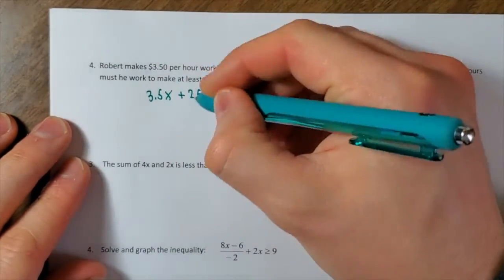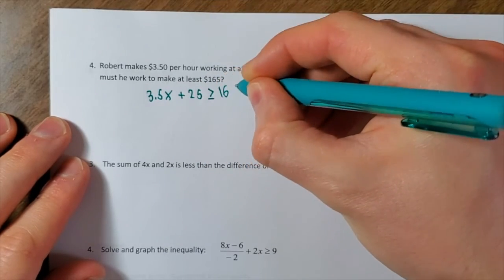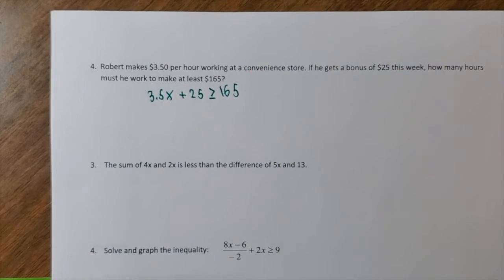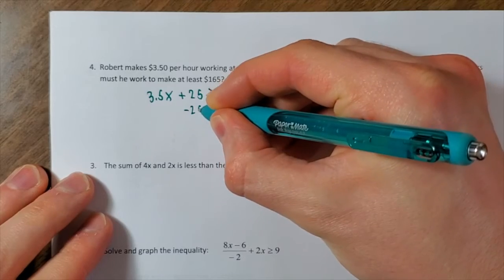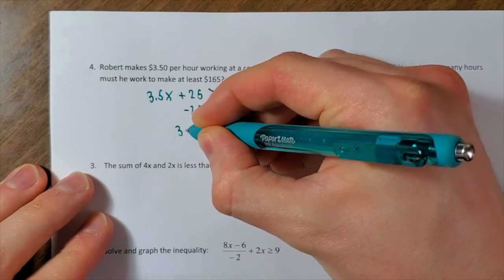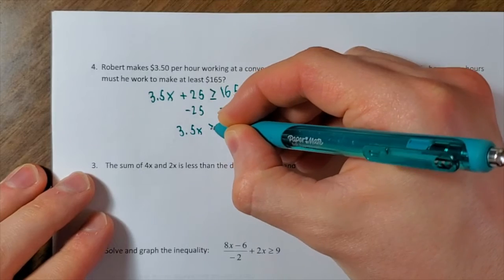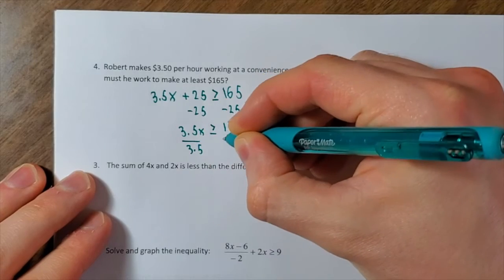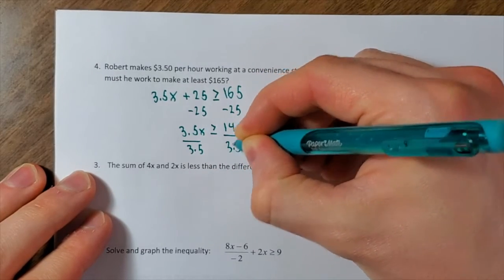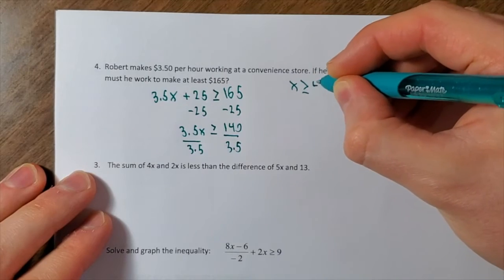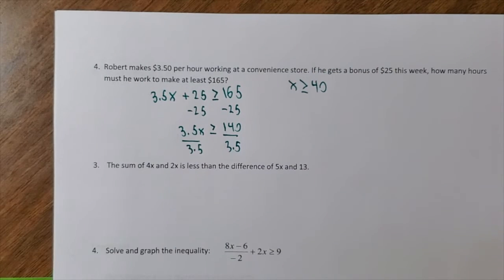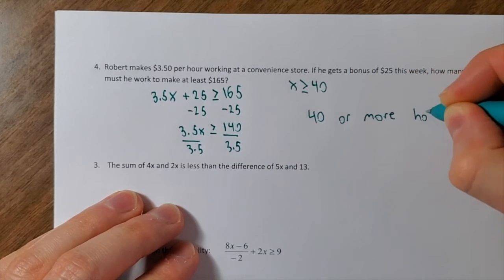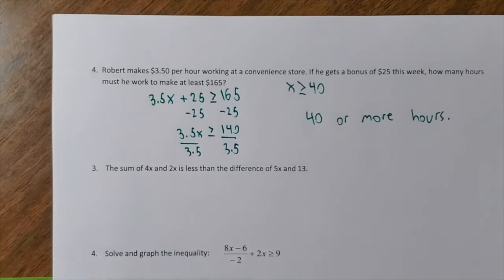And we want to make sure this total adds up to at least 165. So we can include 165, but preferably we want more than that. So we're going to have a greater than or equal to sign again here. Now to solve for x, we can subtract 25 from both sides and get 3.5x is greater than or equal to 140. Now if we divide both sides by 3.5 to solve for x, we'll end up with x is greater than or equal to 40, which means that he could work 40 or more hours to earn his minimum of $165.